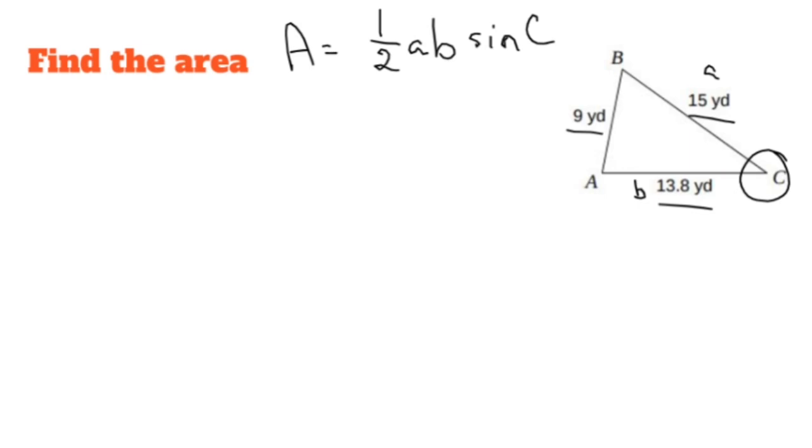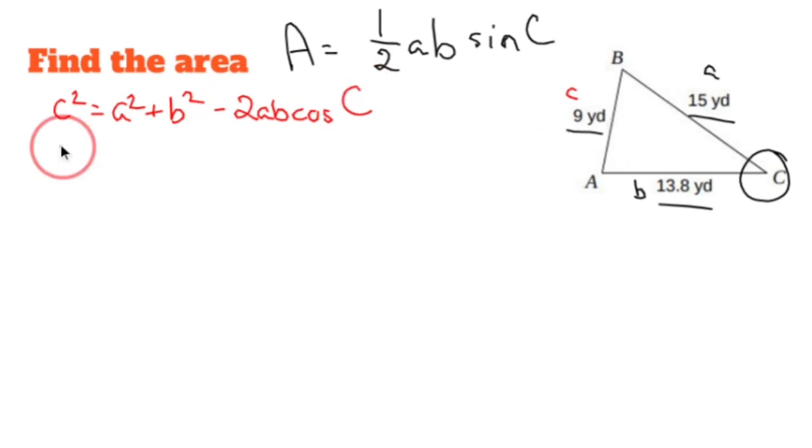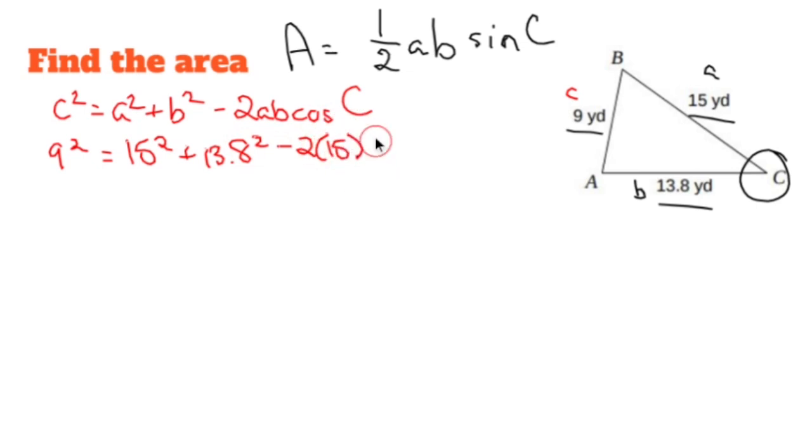So here's the law of cosines formula. And I'll use little c since I already labeled as much as I could here. c squared is going to equal a squared plus b squared minus 2ab cosine big C. So let's plug in what I have. 9 squared is going to equal 15 squared plus 13.8, it has to be a decimal, squared, minus 2 times 15 times 13.8 cos C.